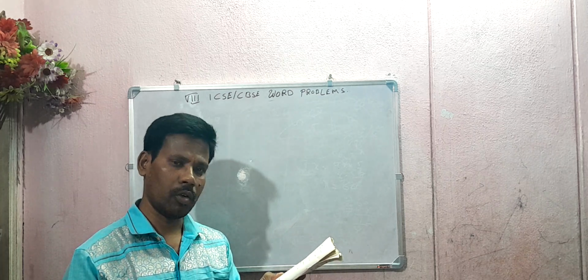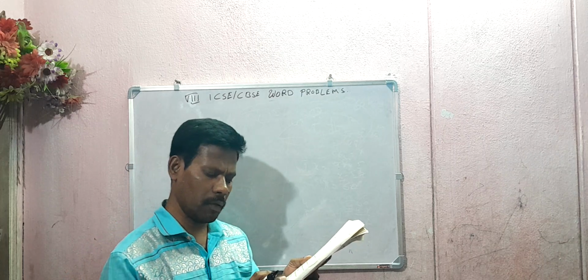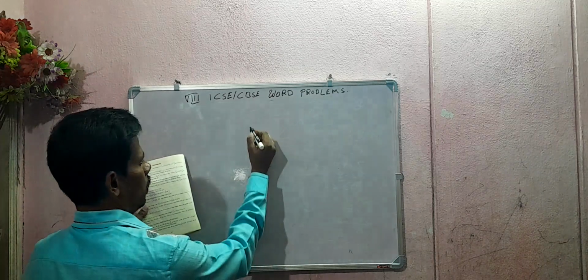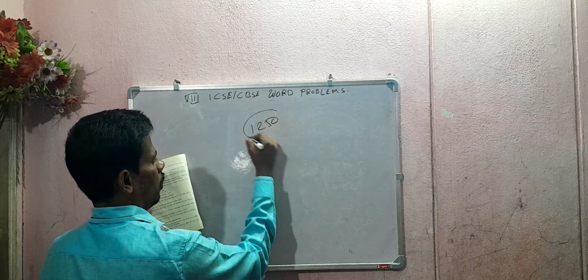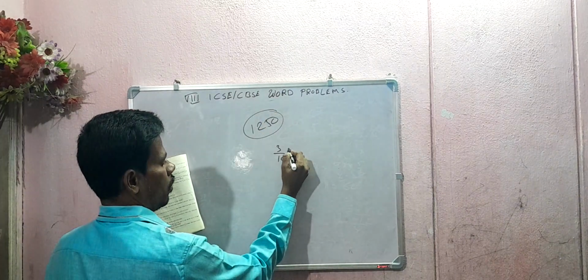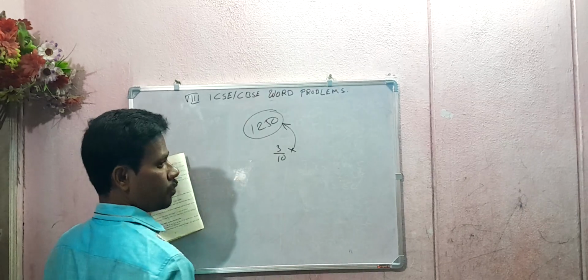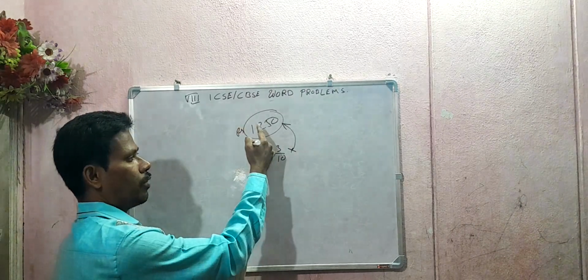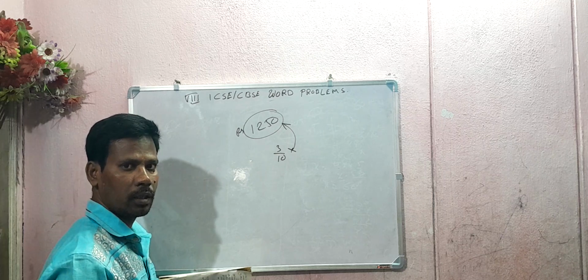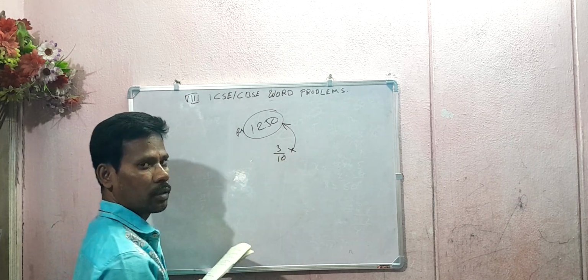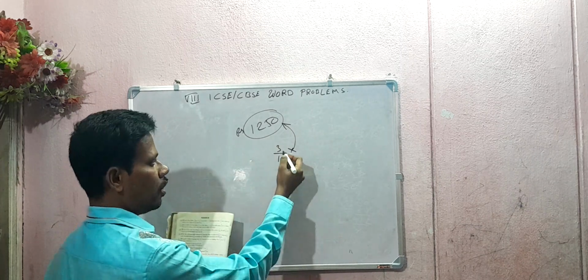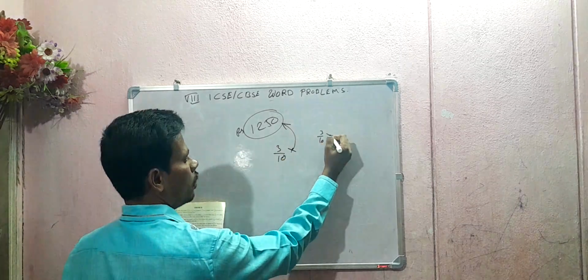A man bought a fan for 1,250 rupees. 3 by 10th of the price he paid in cash. So what is the total cost of the fan? 1,250. He paid 3 by 10. 3 by 10th means how much he paid? 3 by 10th of the cost. Of means multiplication. 3 by 10th into 1,250.